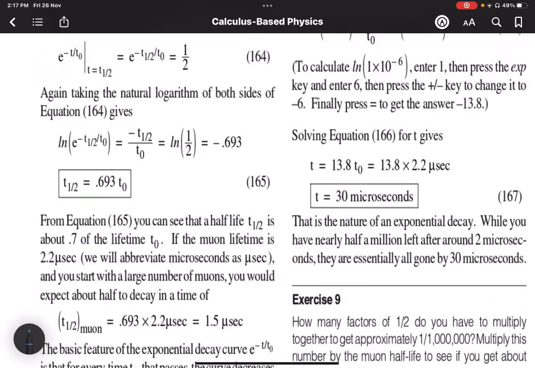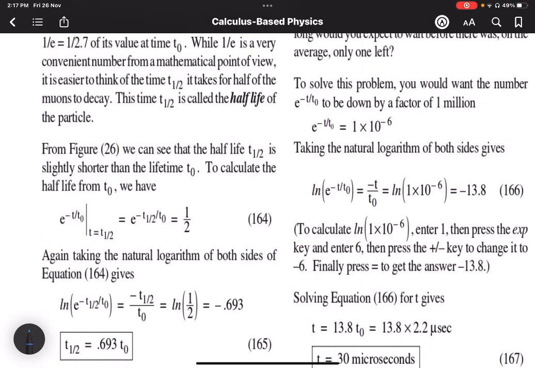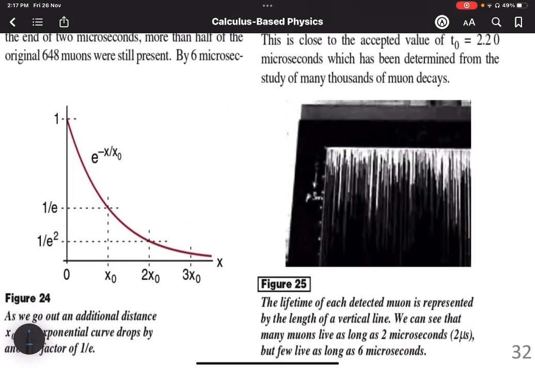Okay? So that's it for our calculus-based physics part 1 lesson for our finals.